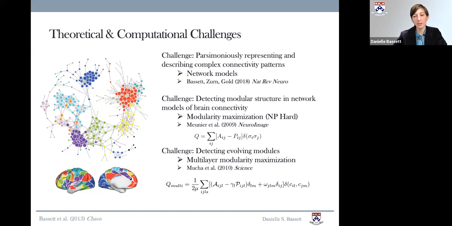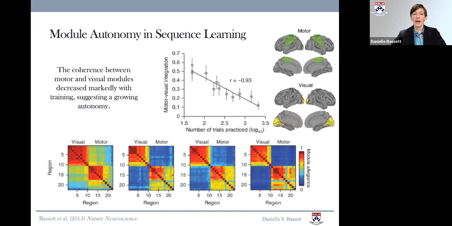Okay, so by addressing each of those challenges, we can now ask the question of whether temporally changing modularity happens in the brain and whether it's related or helpful for us to understand adaptation and learning. And so here is one of the studies that I wanted to highlight that begins to address that question.